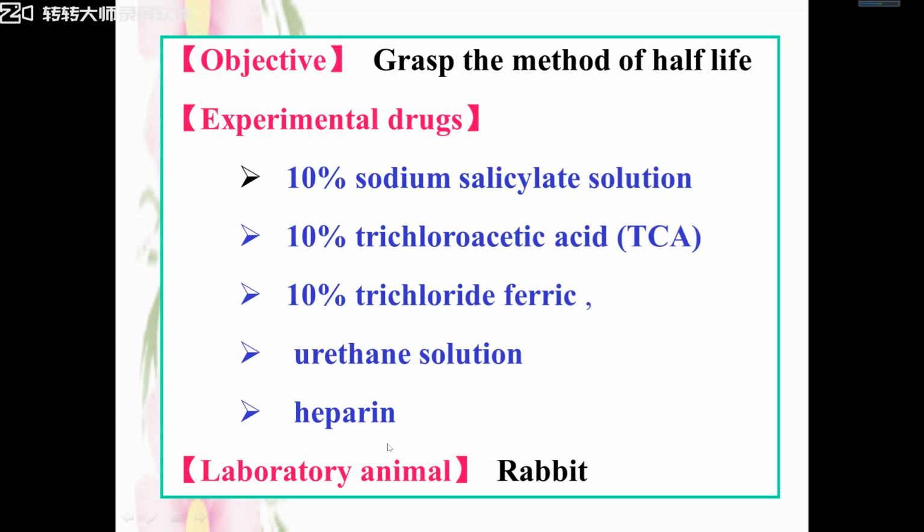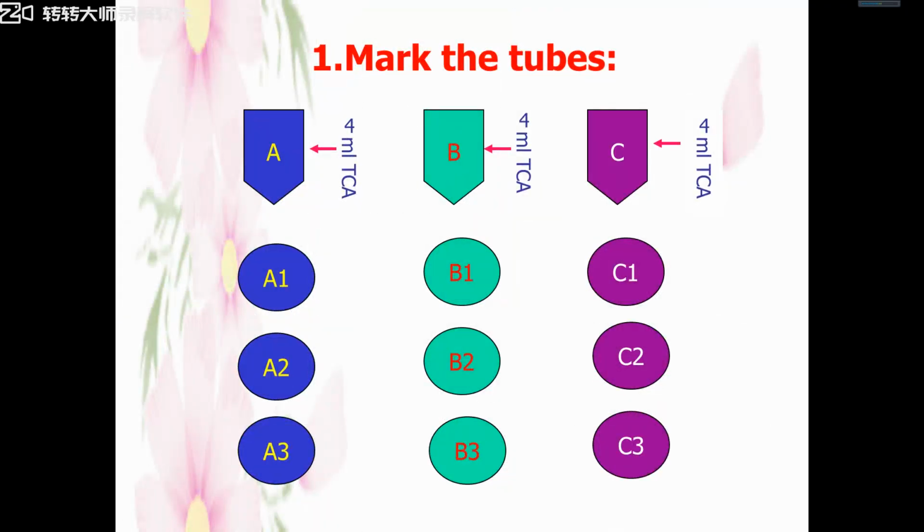Okay, heparin. In this class, our experimental animal is a rabbit, about 2 kilograms. Now let's begin our experiment. The first step, mark the tubes. Students, we divide into different groups. Each group takes 3 centrifuge tubes and uses a pen to mark them A, B, and C. Then add 4 milliliters of TCA to each centrifuge tube. Okay, do it.